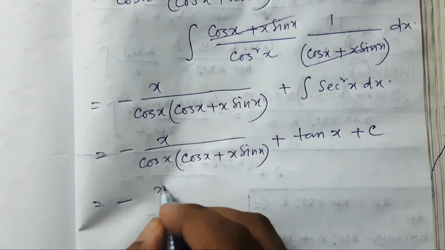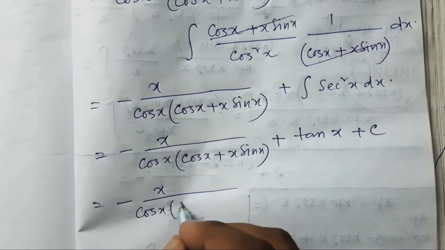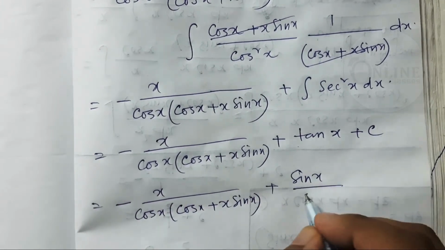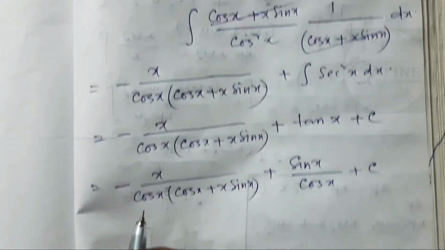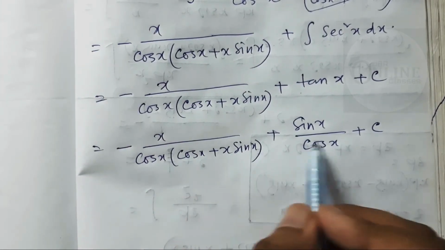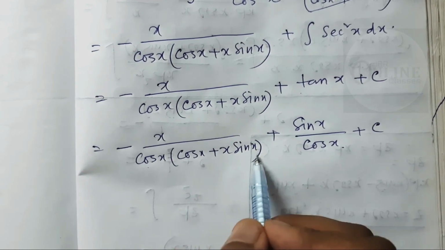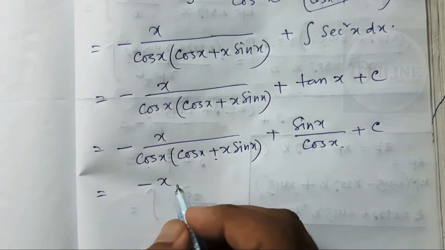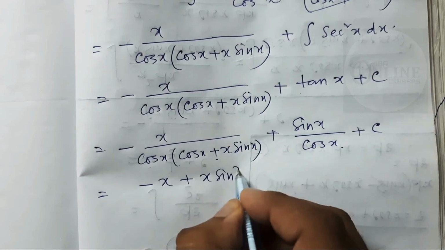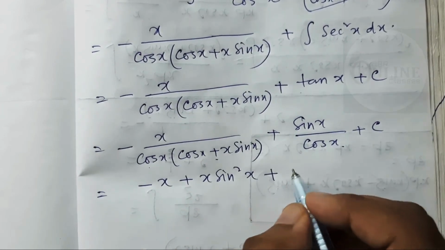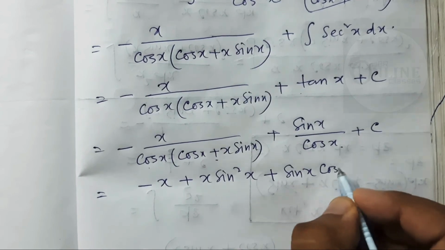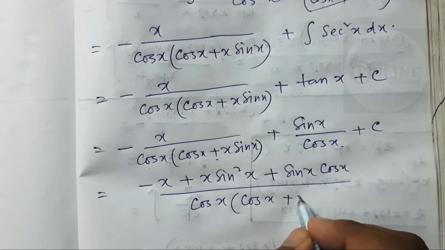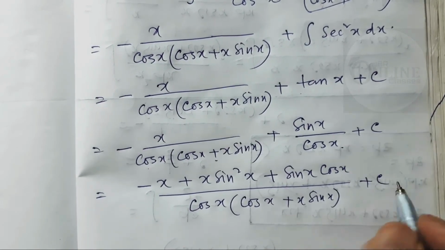So let's do it. Minus x by cos x plus x sine x, and this is going to be sine x by cos x, and this plus c will be there. So you just do the LCM. LCM will be cos x into cos x plus x sine x, and this will be multiplied here. So it is finally minus x cos x plus x sine square x plus sine x into cos x divided by this LCM, and plus c is there.